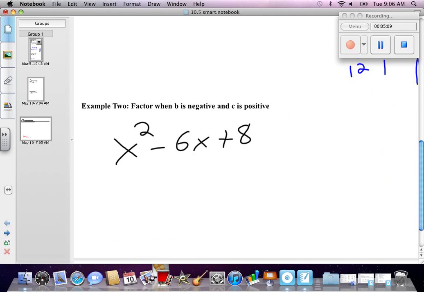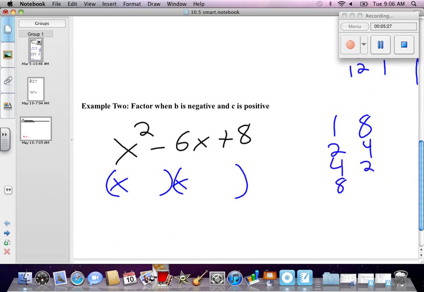So again, my first step, make the two parentheses, put an X in each one. What's my second step? List all the factors of 8. Good. 1 and 8, 2 and 4, 4 and 2, 8 and 1.